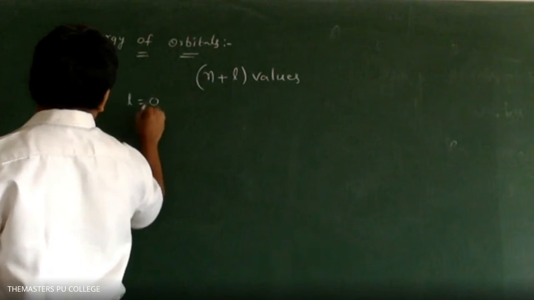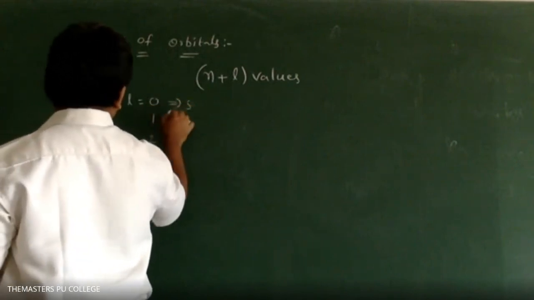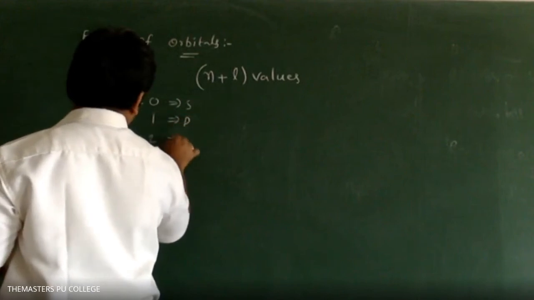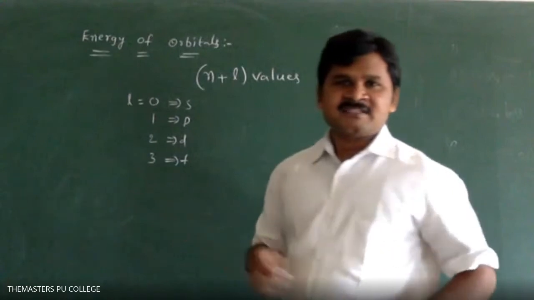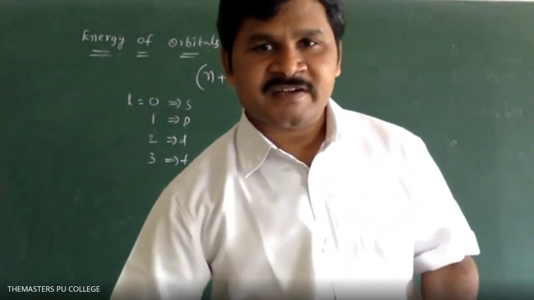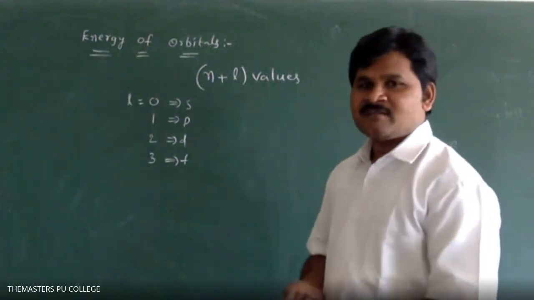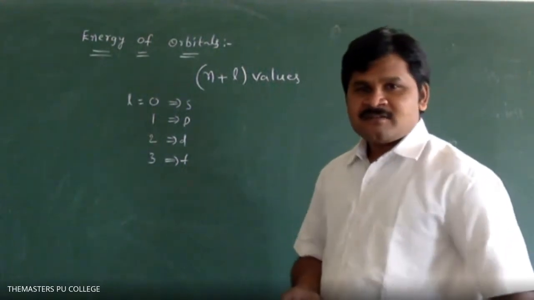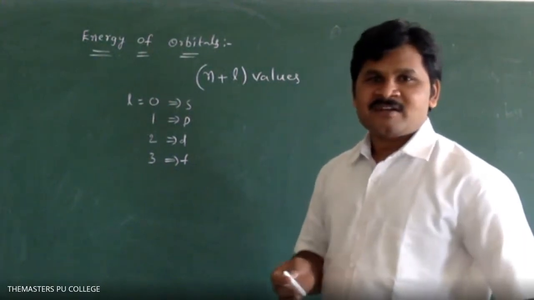L is equal to 0, 1, 2, 3. This is for s, this is for p, this is for d, and this is for f. You have to learn these values by heart. L value 0 is for s orbital, L value 1 for p orbital, L value 2 for d orbital, and L value 3 for f orbital. Now I will explain one or two examples.